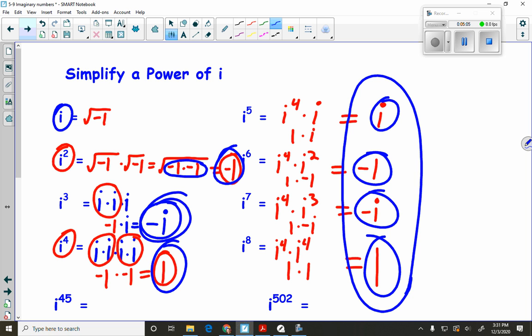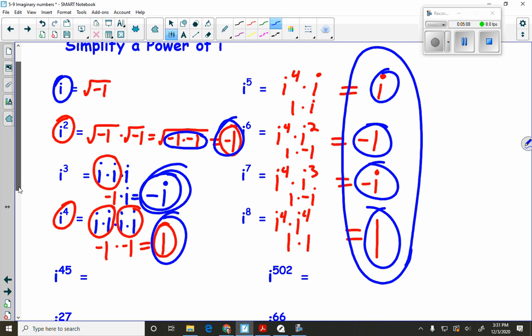What if I was given i to the 45? Well, then what you can do is ask what's a multiple of 4 that's closest without going over? I would say, consider this an i to the 44 times an i to the 1. That would make 45, right?